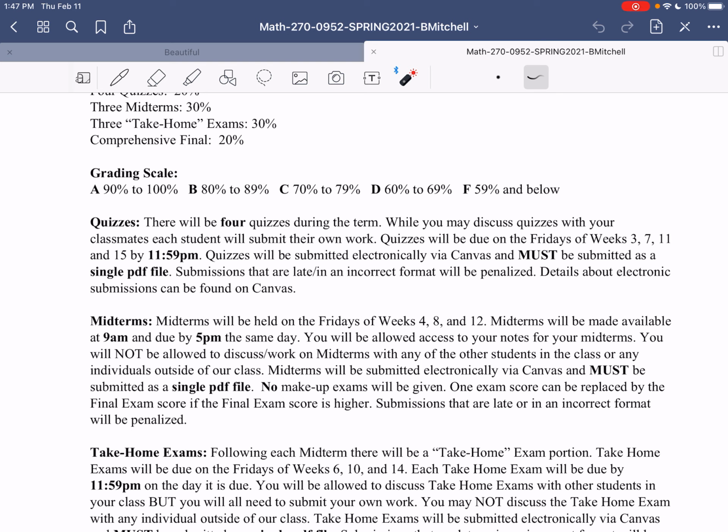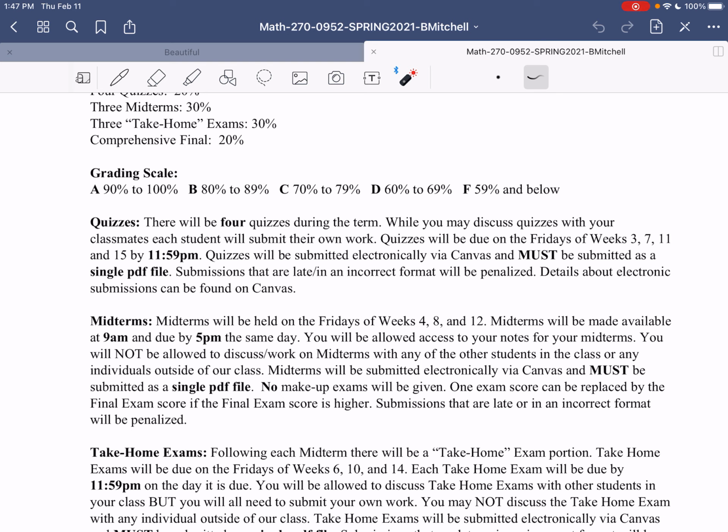Midterms will be made available at 9 a.m. So the exam itself will be made available at 9 in the morning and then will be due at 5 p.m. That's an 8-hour window to complete the midterm. Does that mean that the midterm is written to take 8 hours? No. The midterms are written in a similar fashion to if we were meeting in person, which means that the midterms are written to take about an hour and a half to 2 hours.